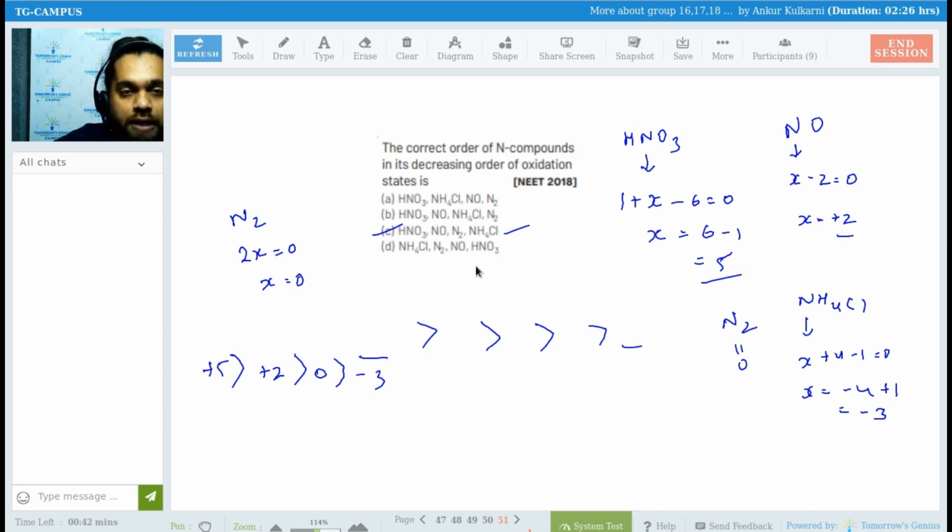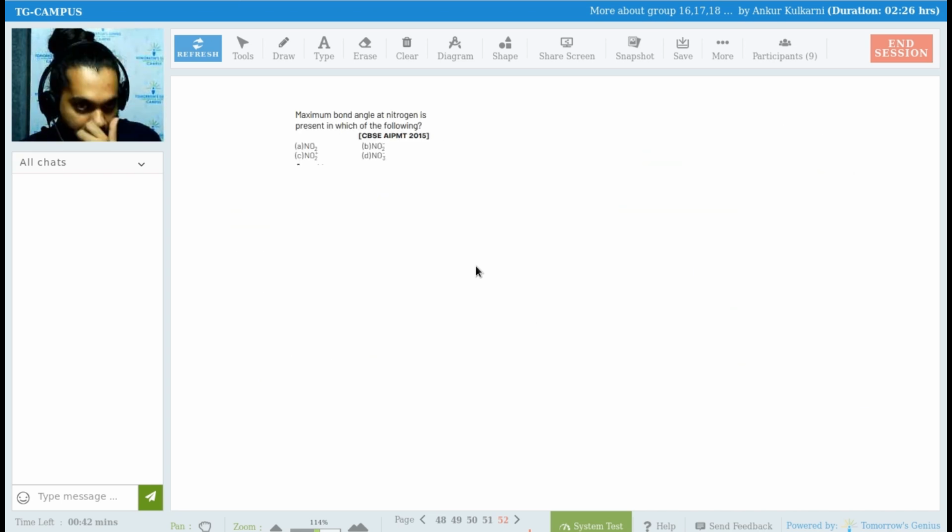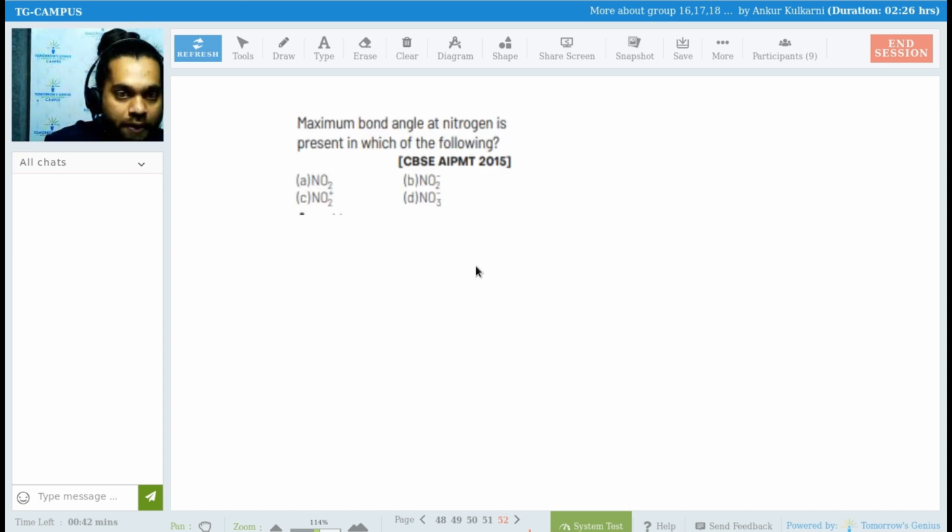Okay, now do this last one, then we'll do the class assessment. Last question from group 15. Okay, come on, do this. Which of the following has a maximum bond angle?